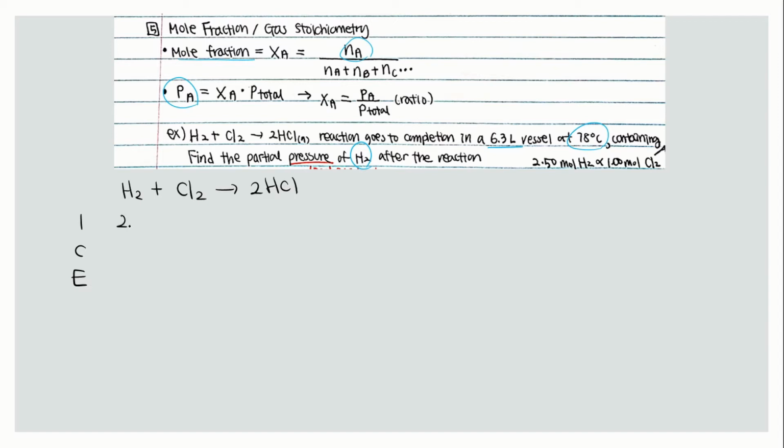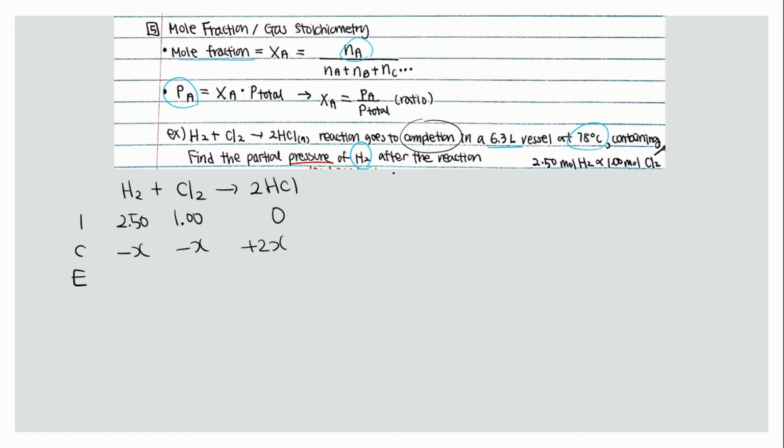Initially, you had 2.50 moles of H2 and 1.00 moles of Cl2, and none of HCl. The change would be negative x, and plus 2x, looking at the coefficients. And it also says that the reaction goes to completion.